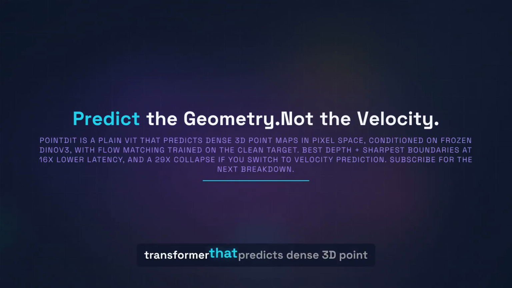PointDiT is a plain vision transformer that predicts dense 3D point maps in pixel space, conditioned on frozen Dyn3, with flow matching trained on the clean target. Best depth accuracy, sharpest boundaries, 16 times lower latency, and a 29 times collapse if you switch to velocity prediction.